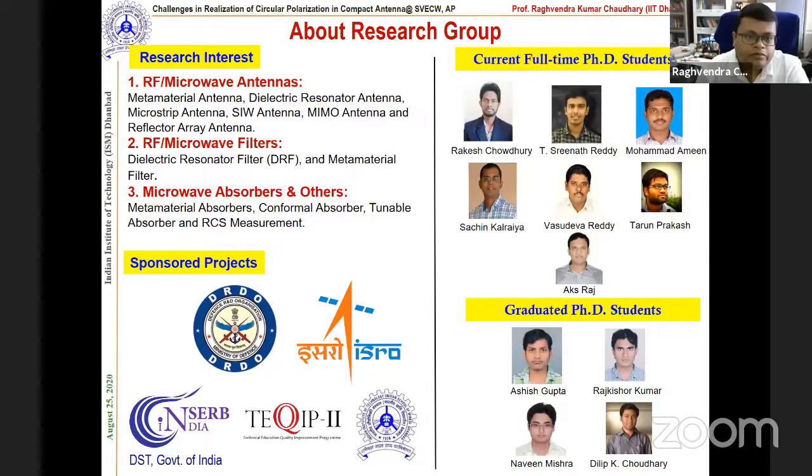My lab is focused particularly on antennas and compact antennas. We are using various techniques like metamaterials, the composite right-left-handed transmission line approach, and we are also using dielectric resonators for miniaturization. We are developing new kinds of metamaterial structures for different applications like absorbers and filters as well. The lab is funded by DRDO, ISRO, and other funding agencies.